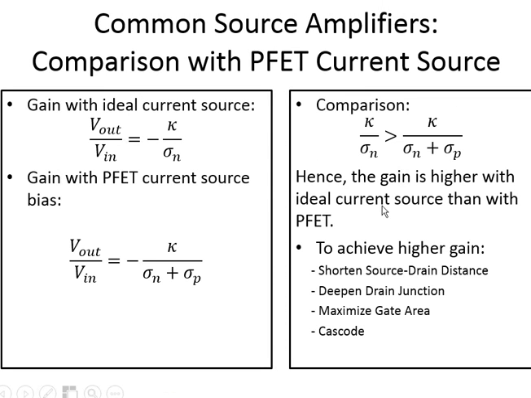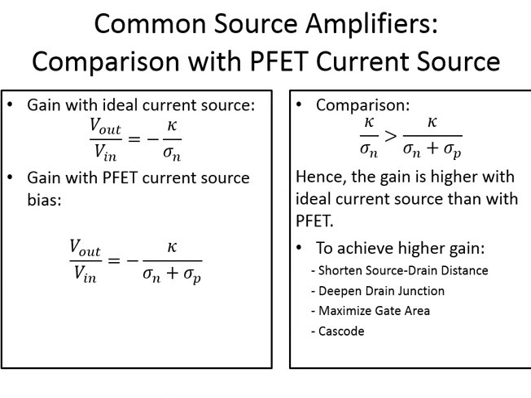In the case of common source amplifiers with PFET current source, the gain was found to be minus kappa over sigma n plus sigma p. So since sigma n plus sigma p is greater than sigma n, the gain decreases when we use a PFET current source.